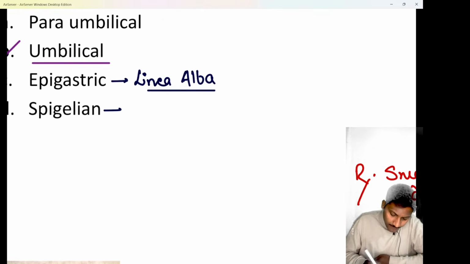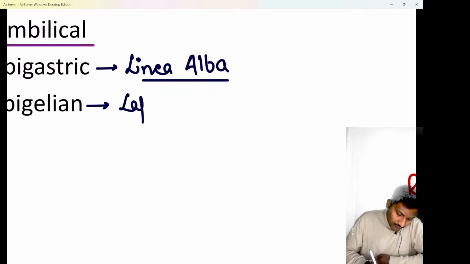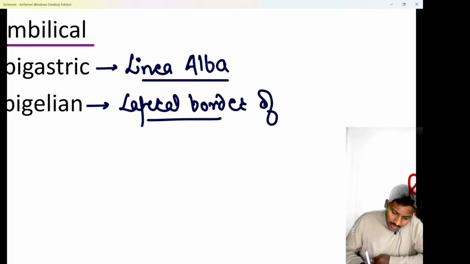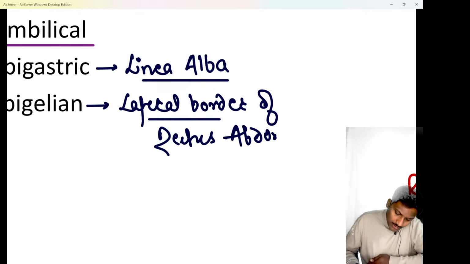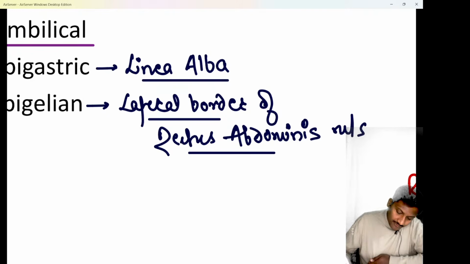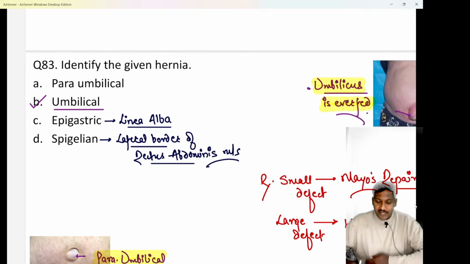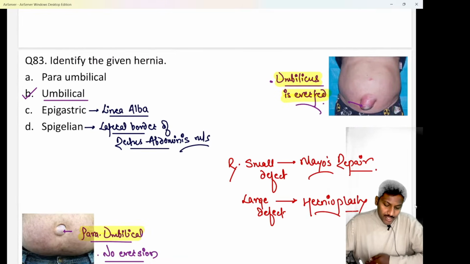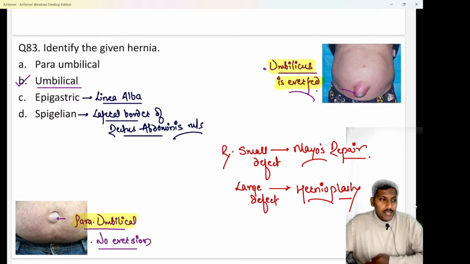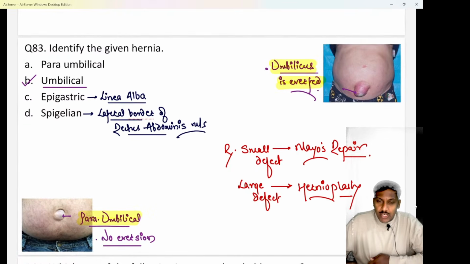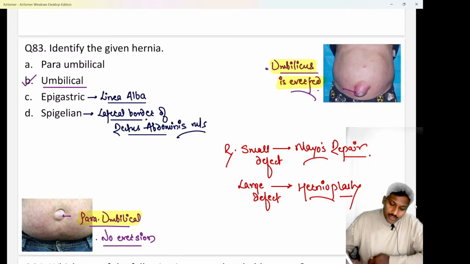Next is Spigelian hernia. We know Spigelian hernia is any herniation which happens from the lateral border of rectus abdominis. Okay, so any herniation that happens from the lateral border of the rectus abdominis muscle is known as a Spigelian hernia. And do remember, Spigelian hernia has a very high risk of strangulation, which has to be kept in mind. Apart from this, one more abdominal wall hernia is an incisional hernia. If the herniation happens from a previous scar or a previous incision, that is an incisional hernia. Clear? All of these are abdominal wall hernias, or ventral hernias.